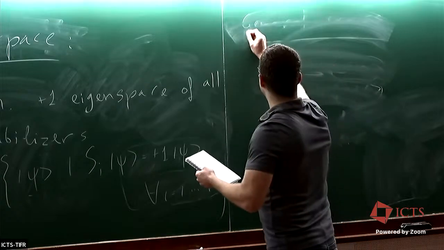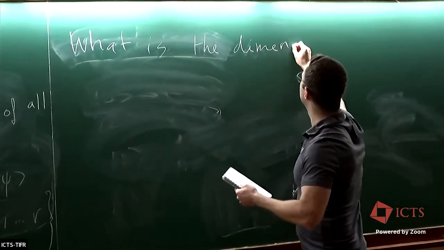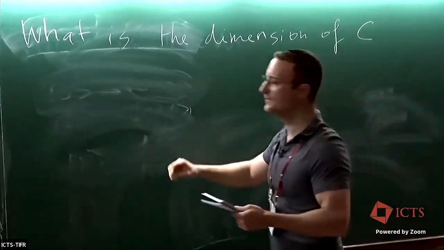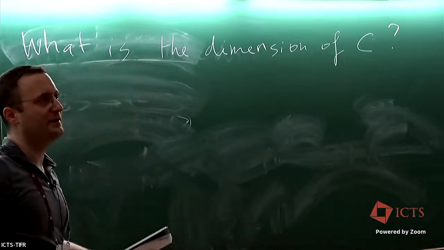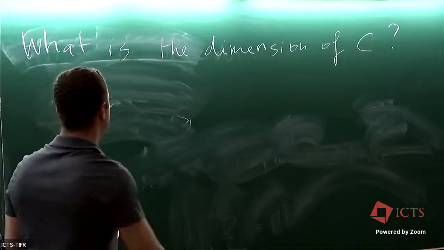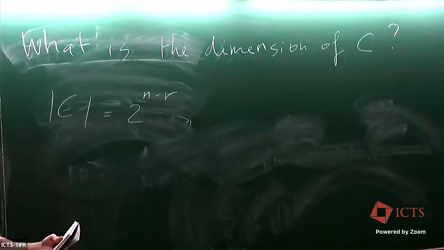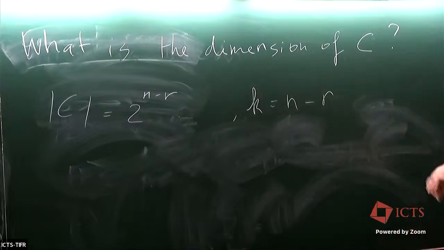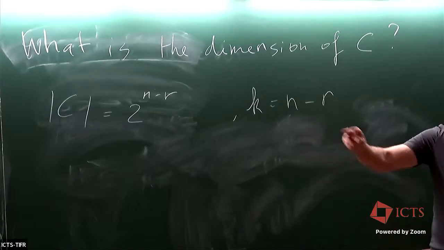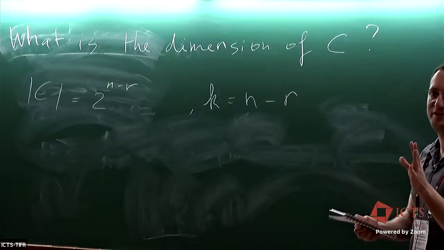Well, before questions, there was a question here about dimensions. What is the dimension of C? The dimension of the whole space is 2 to the n, and I have R stabilizers. And so the dimension of C is 2 to the power n minus R. Every time I have a stabilizer, I cut it into 1/2. And so K of the code is n minus R. I count the number of physical qubits, I count the number of check operators or stabilizer generators, and I get the number of logical qubits. Of course, the generators have to be chosen as an independent set.